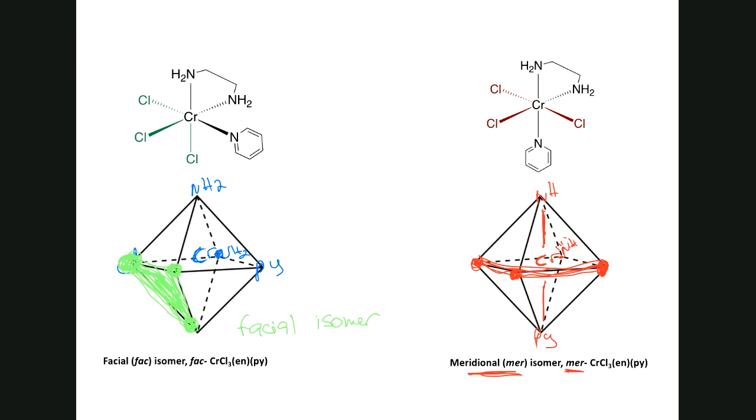So again, just looking at the formula, we could draw these in two different ways. That means that they have the same molecular formula but different structures, so therefore we have isomers. And if we have a system with three identical atoms, such as this one, where we have three chlorides, they can either occupy the face of my octahedron to give me a facial isomer, or they can line the plane to give me a meridional isomer.